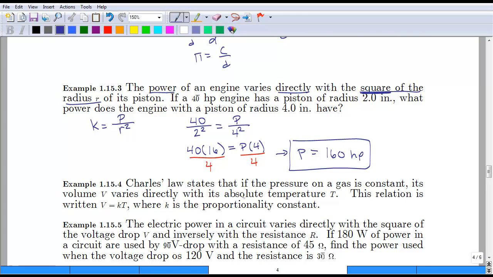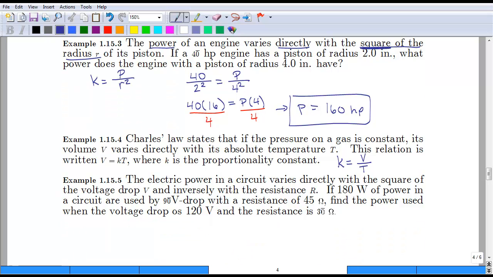Another example here, Charles' law states that if the pressure on a gas is constant, its volume V varies directly with absolute temperature. So in this case, k is equal to, well, if V varies directly, it would be V divided by T, the absolute temperature. We can also multiply this T over to the other side and get this to be written as V equals kT, where k is the proportionality constant. Now this last example here deals with inverse variation, which we'll talk about in the next video, so we'll come back and look at this example.